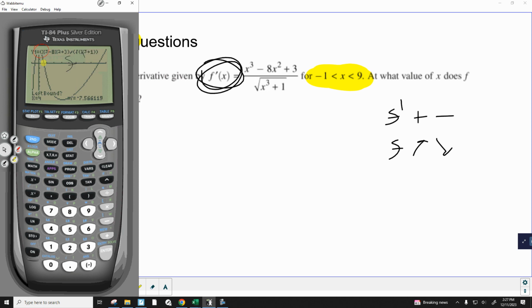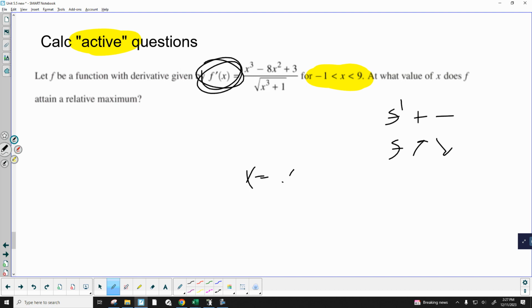The 0 close to 1 is at 0.638. If you got an error, you didn't go to the left and to the right of it. Left bound is just go to the left of it. Okay.